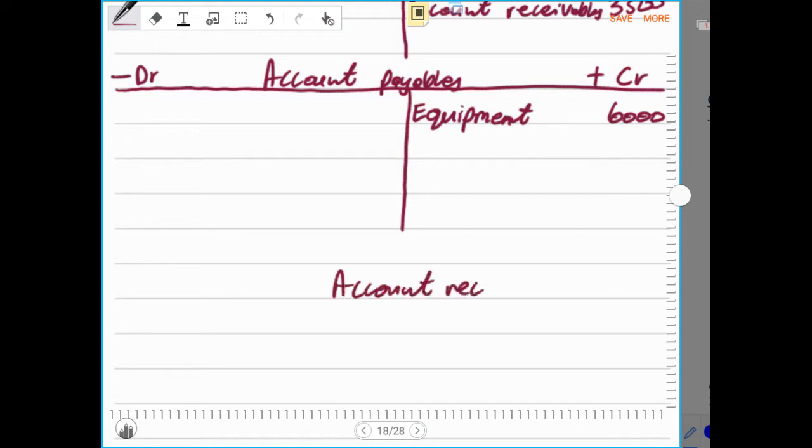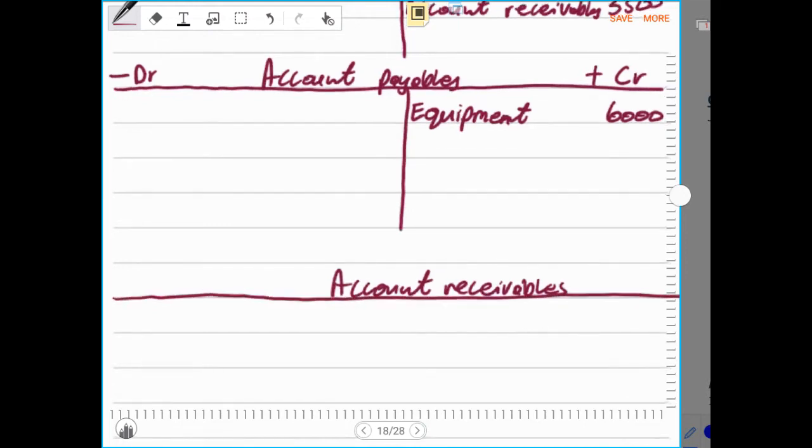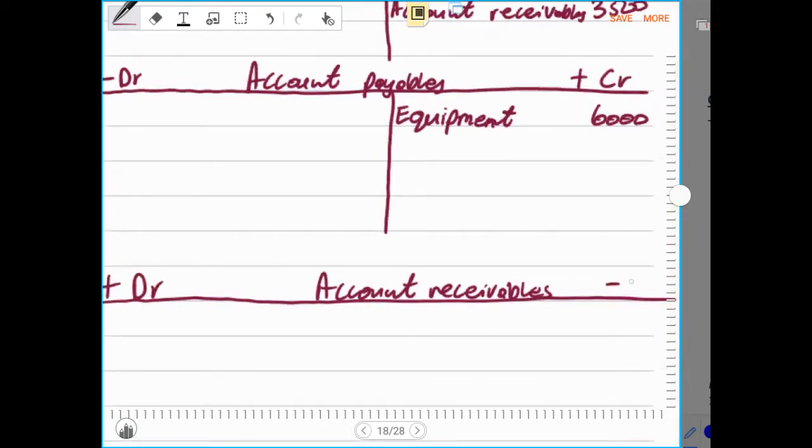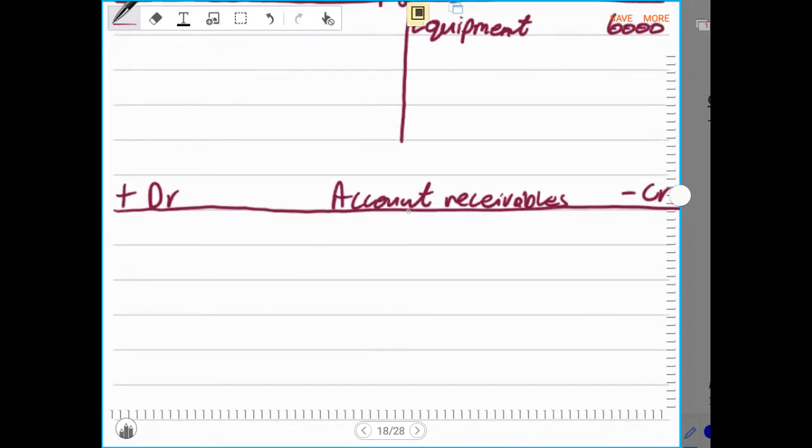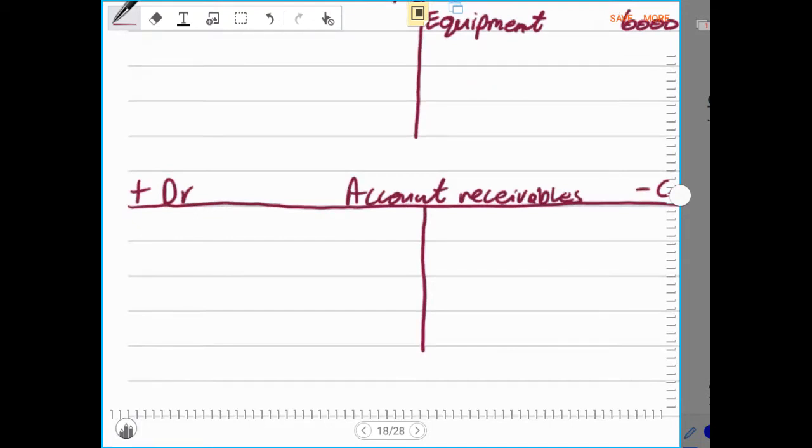Our account receivables, meaning our customers who owe us money, are increasing. And we know that account receivables is an asset. And if account receivable is an asset, it increases on the debit side and decreases on the credit side. Then we draw a line in between as usual in the ledger account, and our account receivables are increasing by 3,500. And why are the account receivables increasing? Because we rendered a service to the customer and the customer did not pay us.